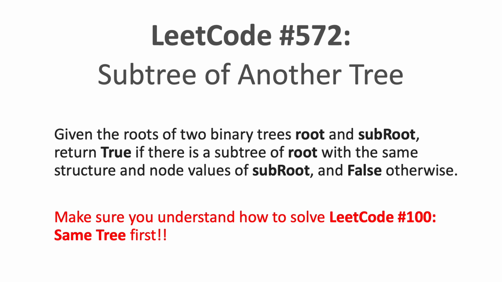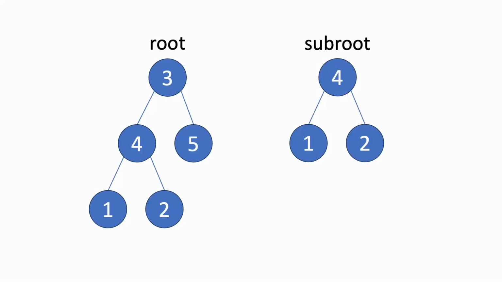Okay, now moving on to this problem. Given the roots of two binary trees, root and subroot, we need to return true if there is a subtree of root with the same structure and node values of subroot, and return false otherwise. For example, if these were the two trees given, then in this case, we would return true since root has a subtree that is identical to subroot.